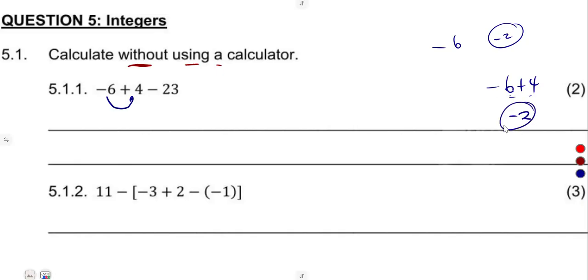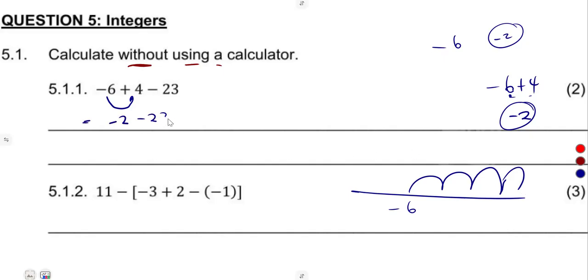You take the sign of the bigger number, which is negative. So you take that sign on your answer, or just the understanding of the number line that you're moving 4 times, going to the right. 1, 2, 3, 4. So you end up at minus 2 as you are going to the right. So that's minus 2 minus 23.